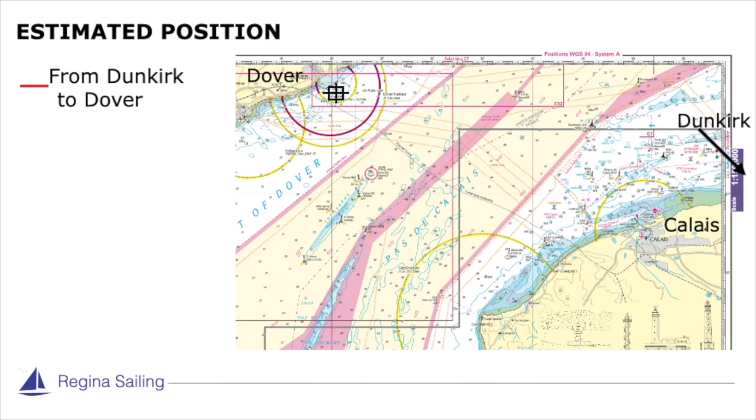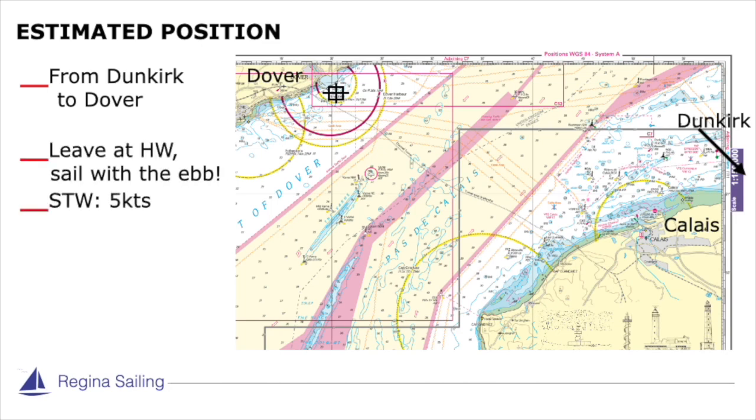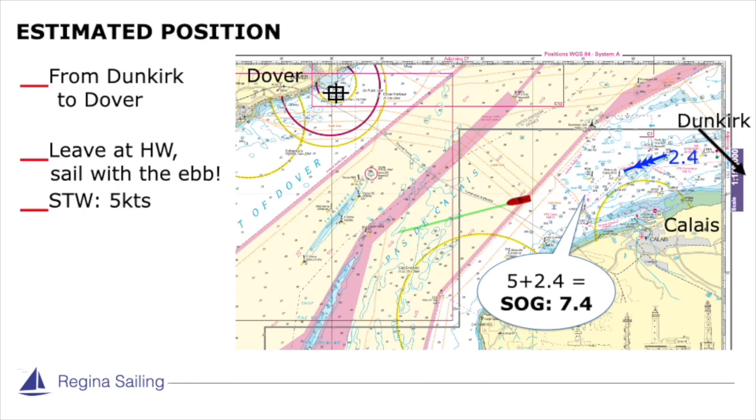Anyway, so when you go from Dunkirk, you want to go to the west. Dover is to the west of Dunkirk. So what you normally do is that you leave at high water and then you sail with the ebb. Ebb is taking you out back into the Atlantic. And let's assume you have a speed through water of 5 knots. So you start off by sailing here and then you have a nice current of 2.4 knots which pushes you wonderfully towards west. You have 5 knots and you get another 2.4 knots as a present. So you do a speed over ground of a wonderful 7.4 knots.